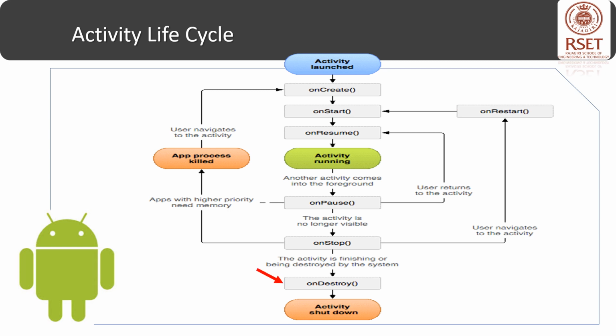Then we have the last and final callback method, the onDestroy method, called when the activity is finishing or destroyed by the system. This is how the lifecycle of an activity works.